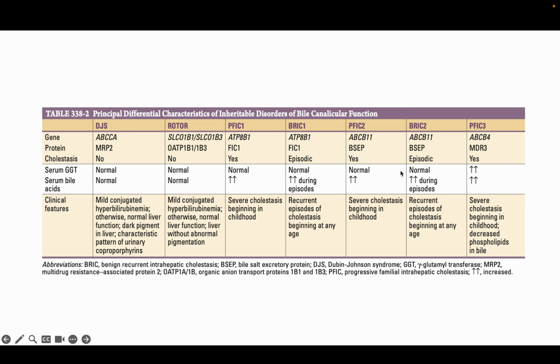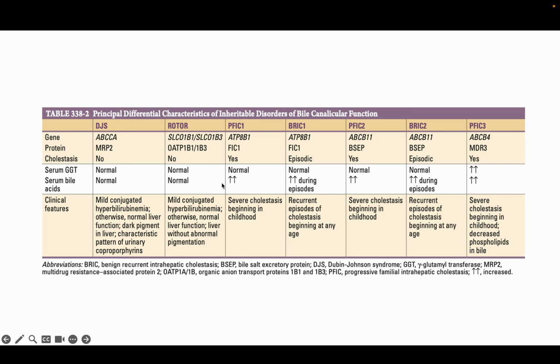There are other causes of bile excretion problems where bile acids are the problem. In general we measure bilirubin, but bile acid metabolism is a problem in a few cases. PFIC type 1, progressive familial intrahepatic cholestasis type 1, type 2 and type 3 are there. The benign variants of them are BRIC1 and BRIC2, benign recurrent intrahepatic cholestasis. If they're episodic, you call it benign recurrent intrahepatic cholestasis type 1 and type 2. If they're progressive, let's say always present, that is progressive familial intrahepatic cholestasis.